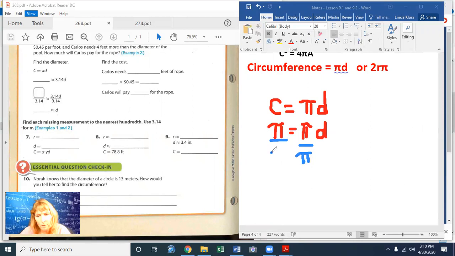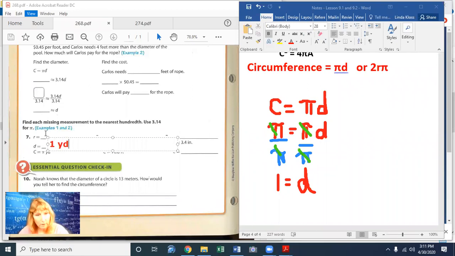There we go. And if I do that, look what happens. Right? I'll double check this, but yeah. So we're going to cross this off. We'll be left with d on this side, and we're going to cross these off, right? What is pi divided by pi? Well, it's 1, isn't it? 1 is equal to d. So our diameter in number 7 then, the diameter is equal to 1 yard.